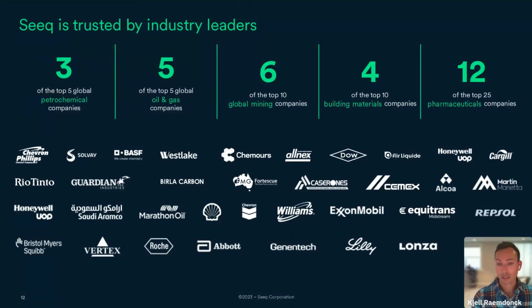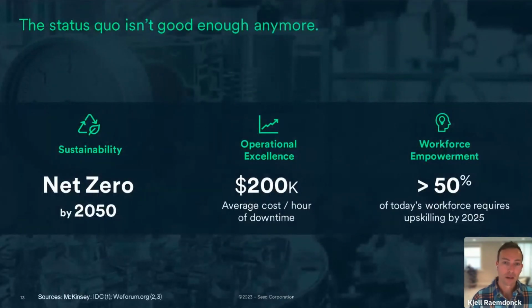We often say that Seeq is developed by industry for industry. A lot of our employees come out of the manufacturing industry, and through that experience, we've really learned what some of the key challenges are that our process manufacturing industries are facing. These are the top three right now that pretty much every single company is facing, at least one and probably all three. We know we've got the net zero goals around sustainability. We have operational excellence, and this is probably the one that typically comes to mind when people think of data analytics, right? It's better quality, better operations optimization, lower downtime, that kind of stuff.